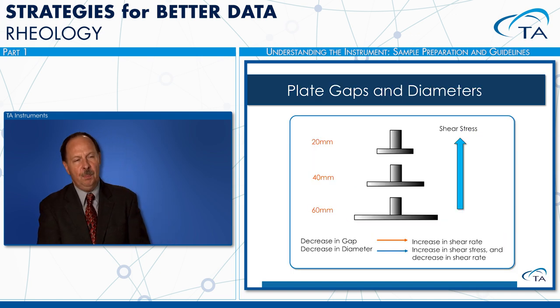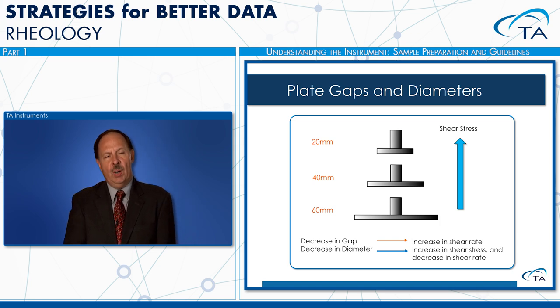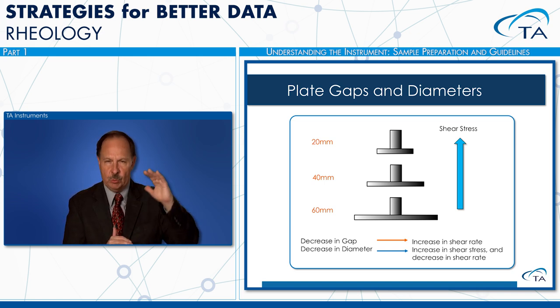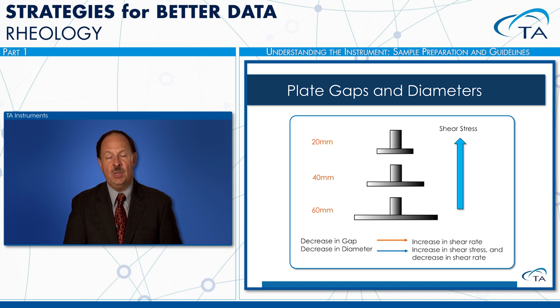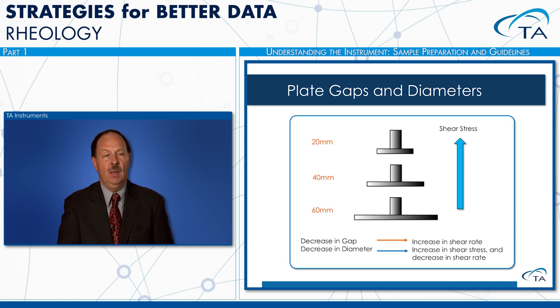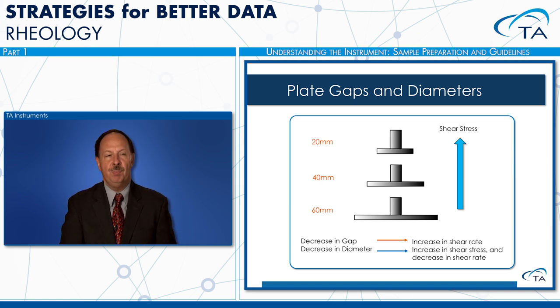And with the parallel plate, just like what we saw with cone and plate, you can get to different flow regimes in shear rate and shear stress based on geometric considerations. If you want to go to high shear rates, you'd use a 60 millimeter plate. If you want to go to higher shear rates with that, you would decrease your gap. Because at the same angular velocity, you would get a higher shear rate at the lower gap.